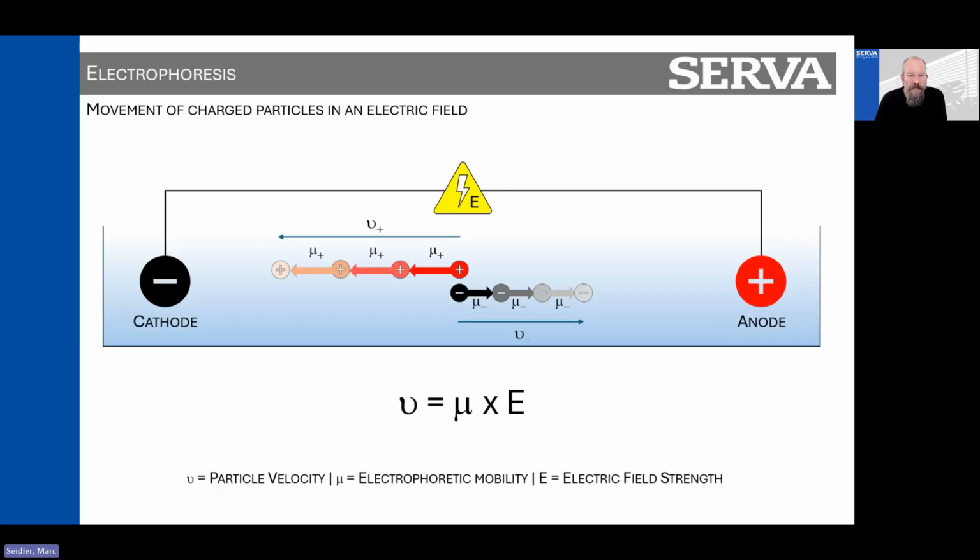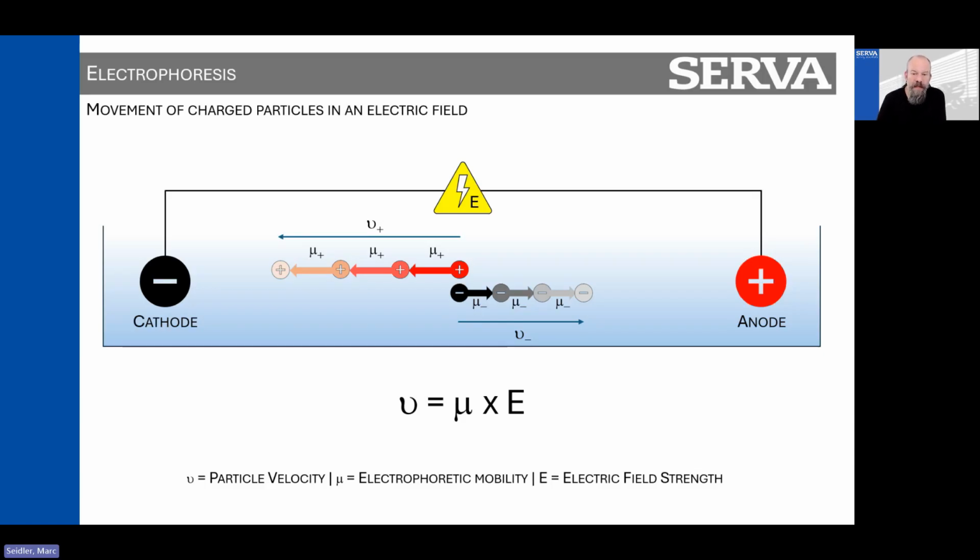First of all, what is electrophoresis? It is a simple movement of some kind of a charged particle in an electric field. This is schematically a tank with some liquid in it and a cathode and an anode. And why do particles move to the electrodes? In physics, this is the particle velocity.